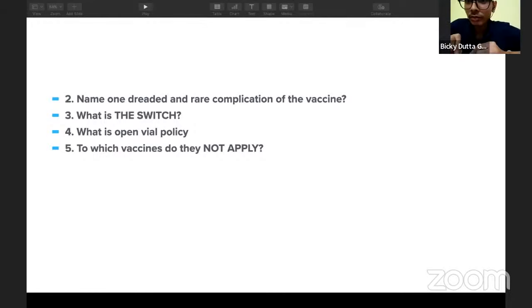Open vial policy is for multi-dose vaccines, which can be used in further immunization sessions up to 28 days, except BCG, measles, rotavirus, and JE. Okay, you answered the fifth one also. Fine. I'll give you everything.